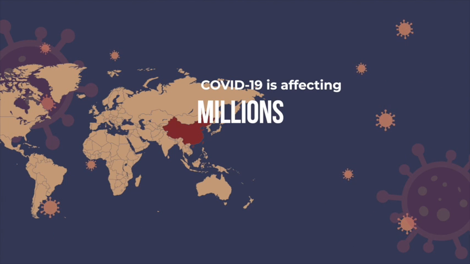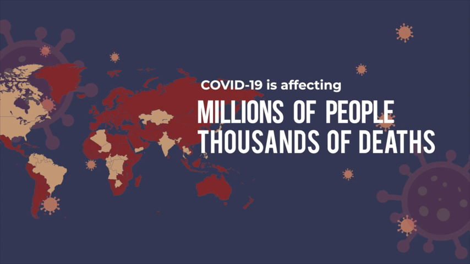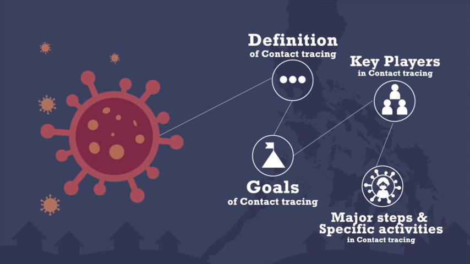COVID-19 is affecting millions of people all over the world, with hundreds of thousands of deaths. These figures are expected to increase unless effective public health measures are implemented. This instructional video presents the contact tracing process in COVID-19.